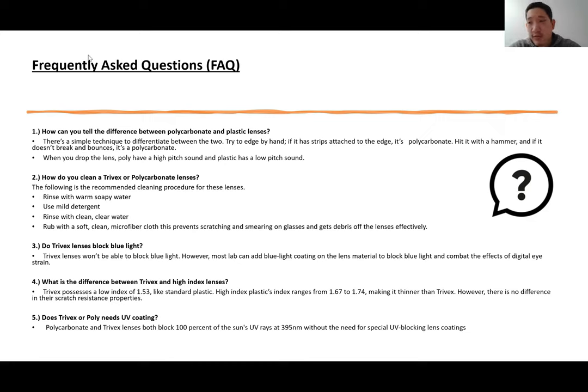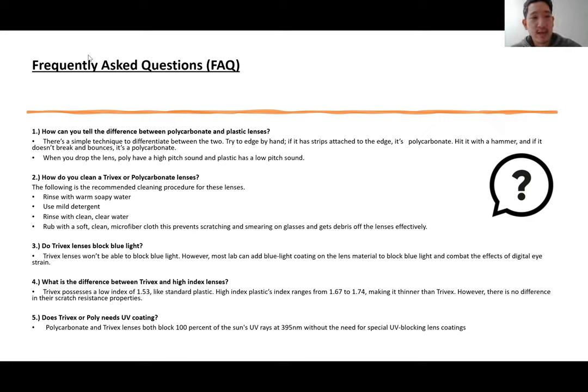Actually, there are two. If you're working in the lab, you probably have an idea about edging. If you try to edge the lens by hand and it has strips attached to the edge, it's definitely a polycarbonate lens. Even when you use the edging machine, a polycarbonate lens will always leave a residue of those strips of plastic. When you happen to hit it with a hammer, if it doesn't break and bounces, it's a polycarbonate lens, right? If it's just regular plastic, the lens will shatter. The other way of checking is when you drop the lens: a polycarbonate lens will have a higher pitch sound as compared to plastic, which has a low pitch sound.